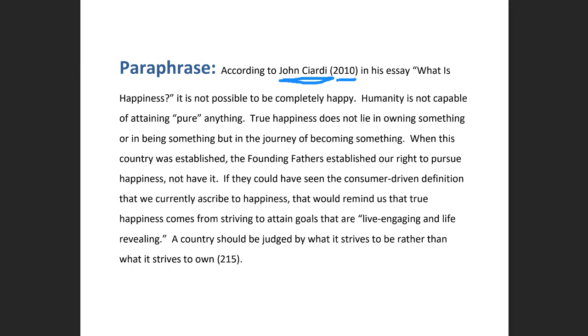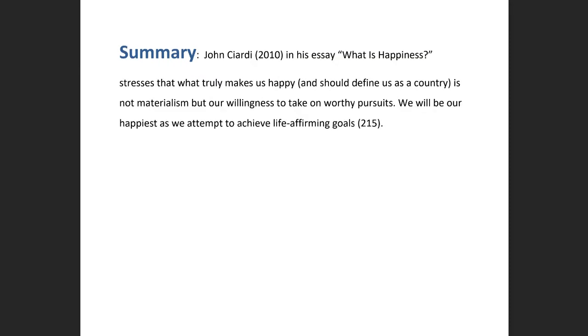Let me see if I can find it. All right, let's look at the summary. Again, a summary condenses down, so if you've got a 5 or 6 sentence paragraph, then your summary will only be 1 or 2 sentences. It's just the gist, just the main idea. Again, you have to document it, right?